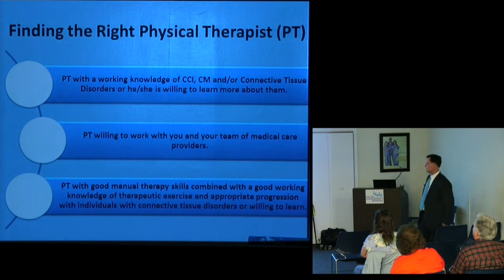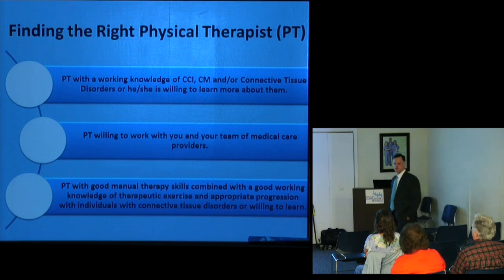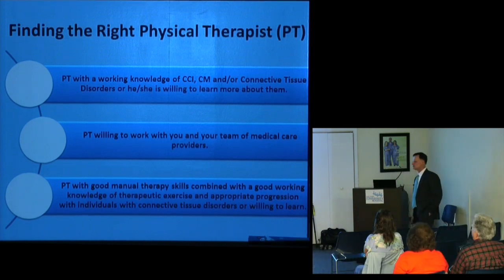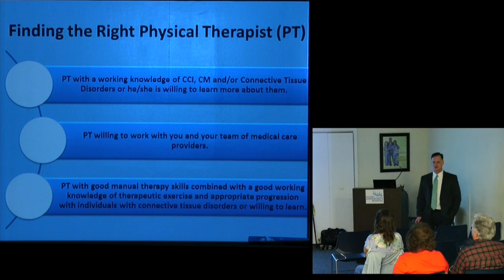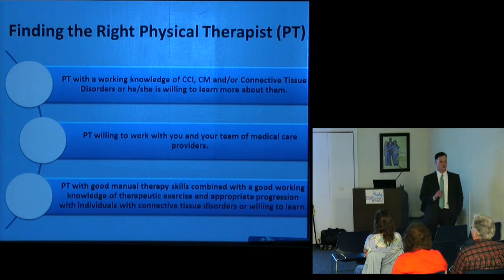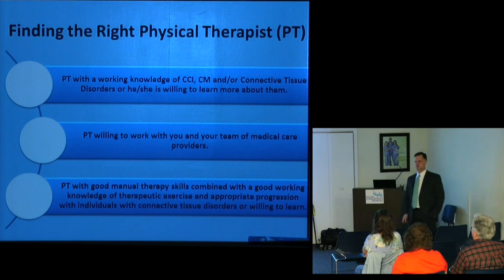Now, coming to the end, finding the right physical therapist for you. What should you look for in a physical therapist? You want a physical therapist with a good working knowledge of craniocervical instability, Chiari malformation, and/or any connective tissue disorders. If they're not, if they're willing to learn, that's okay too. Just bring them the literature or they'll do the research on their own. But they have to be willing to learn. The physical therapist has to be willing to work with you and your medical team.